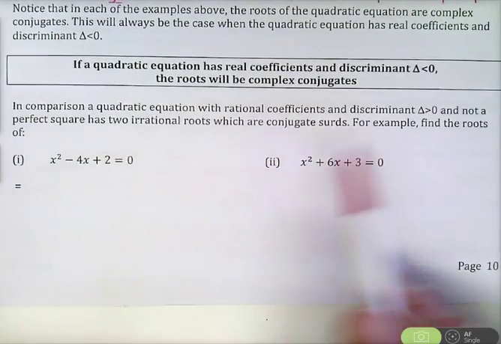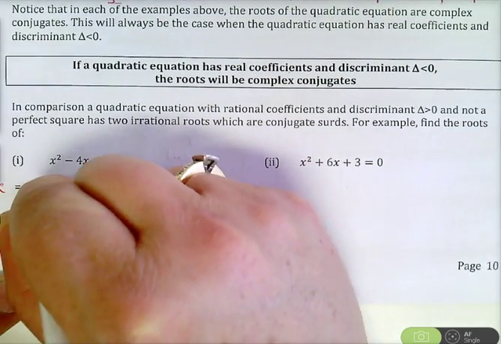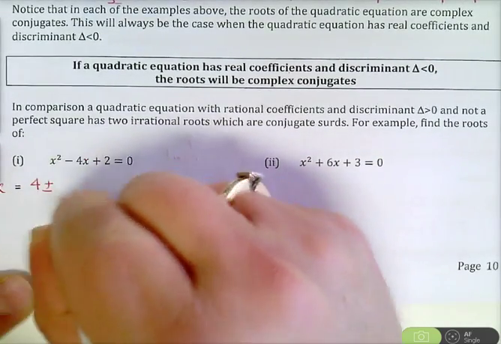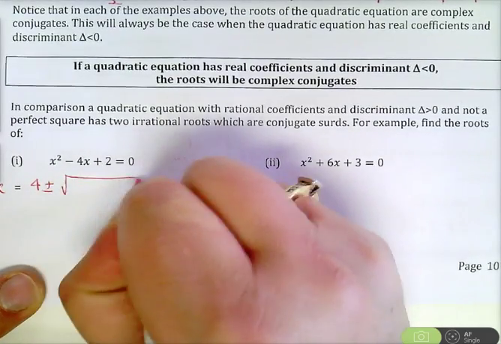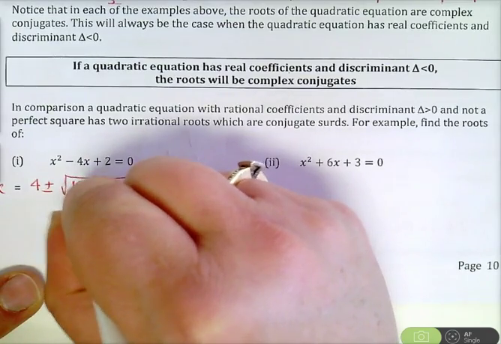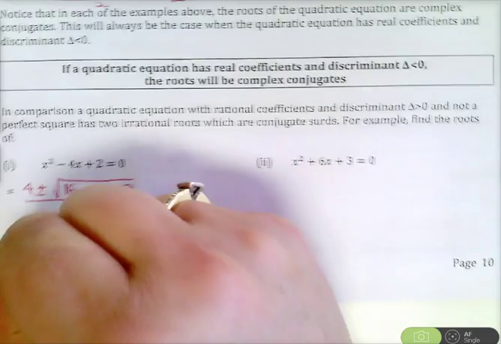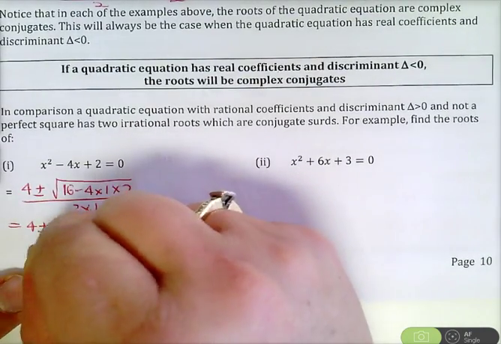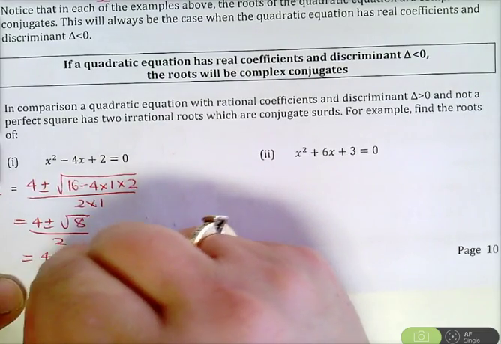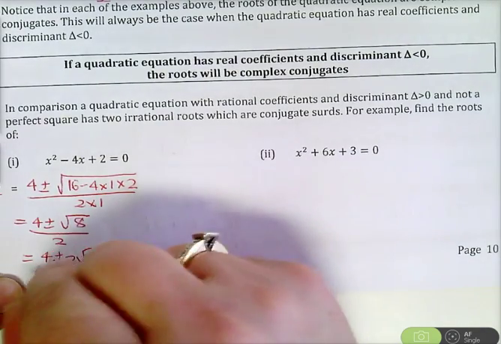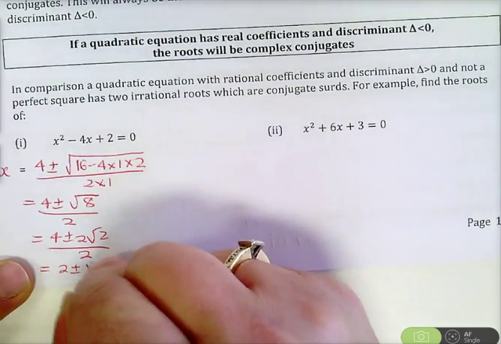So, for example, find the roots of the following. Here we've got x equals negative b, which is 4, plus or minus the square root of b squared, which is 16, minus 4 times 1 times 2, over 2 times 1, which is 4 plus or minus the square root of 8 over 2, which is 4 plus or minus 2 root 2 over 2, which is 2 plus or minus root 2.